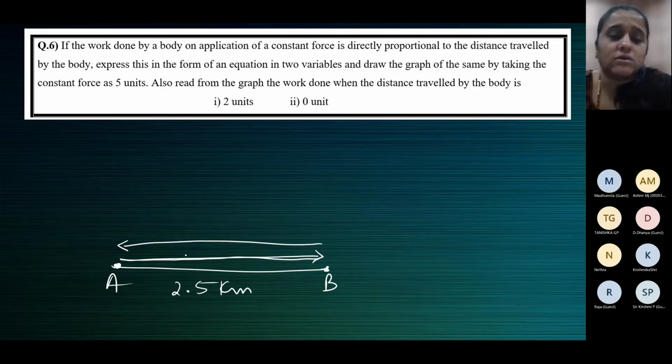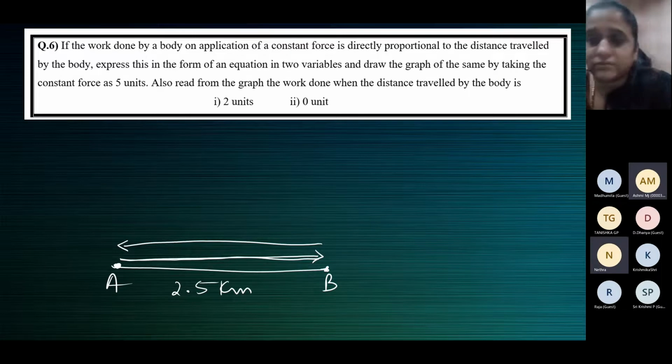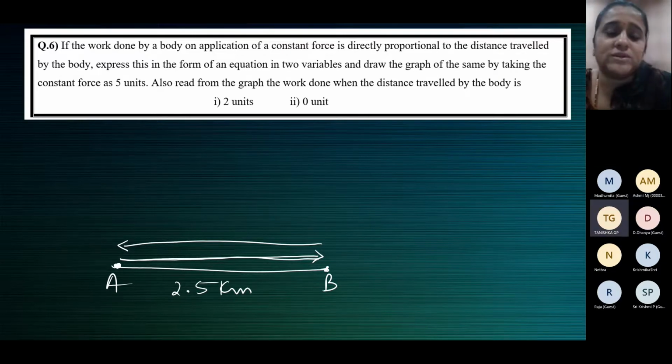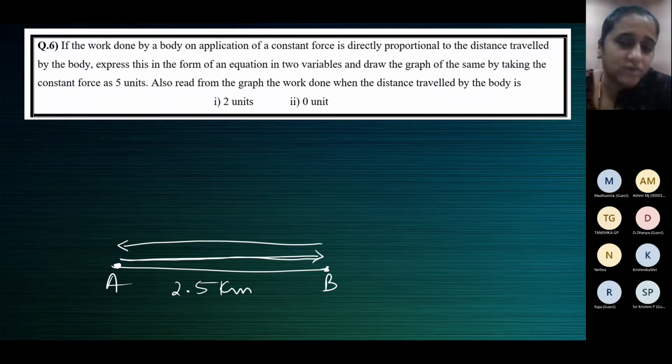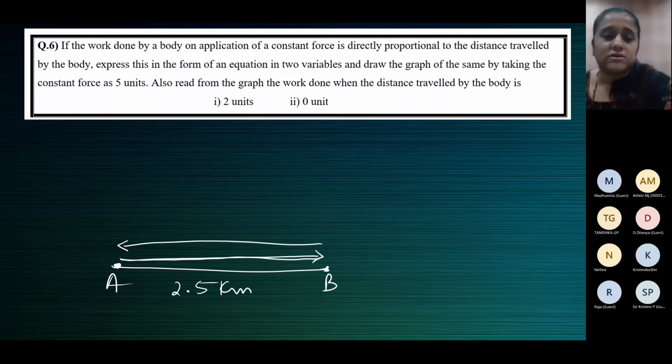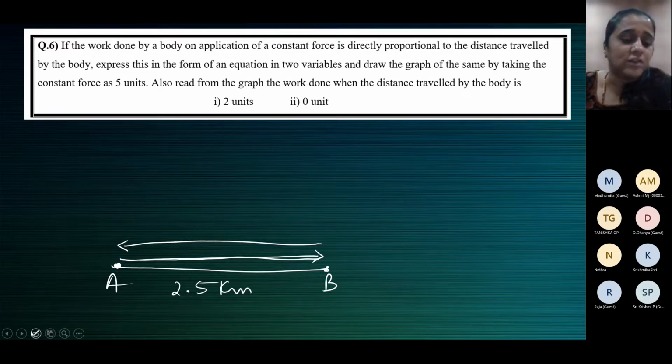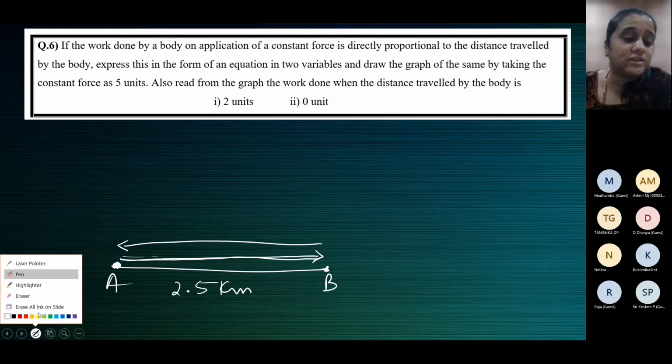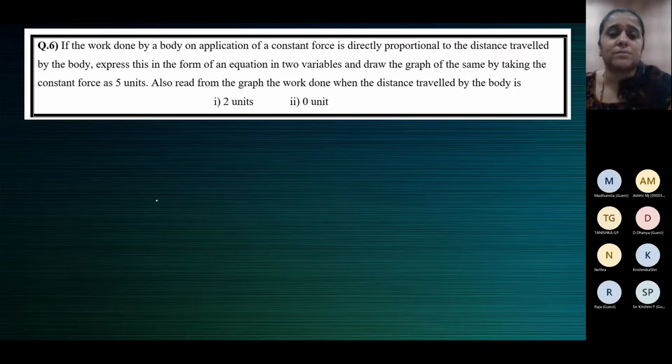Now tell me, what is the displacement? Zero. Displacement is 0. What is the distance covered? 5 kilometers. Displacement is 0 because there is no change in the position of the object. You go from here and you come back to the same point, so there is no change in your position. So the displacement is 0, while the distance covered is 5 kilometers.